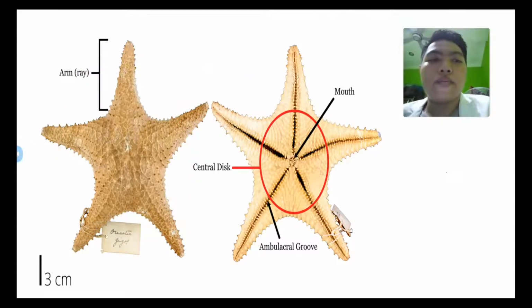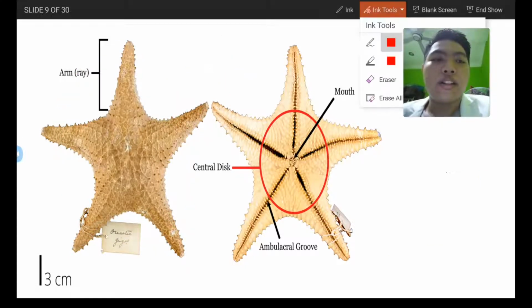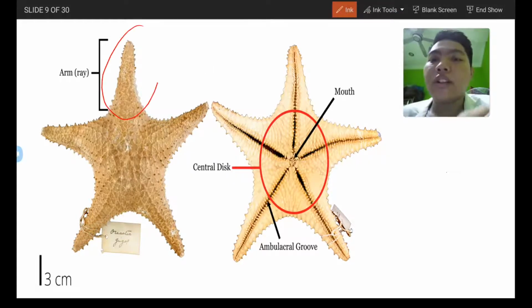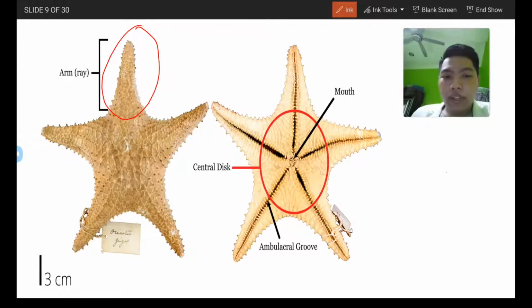Okay, so let's continue. This is the arm, or we also call them the wrist, arms or wrist. This is the central disc. This is the mouth, and this is the umbilical groove. We call it the umbilical groove under the oral surface of the asteroid.